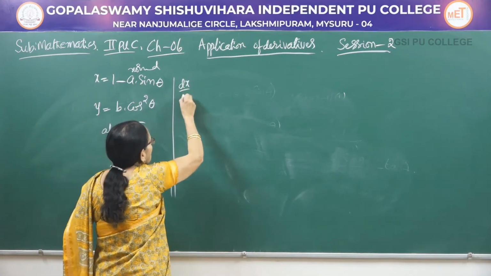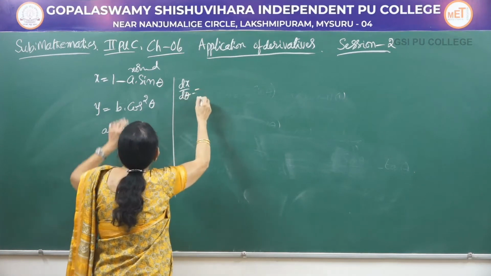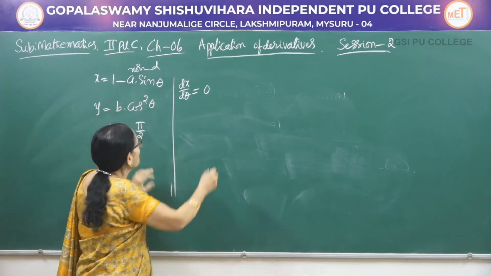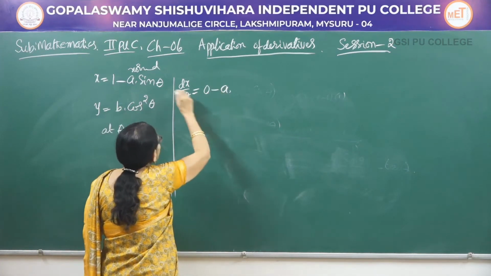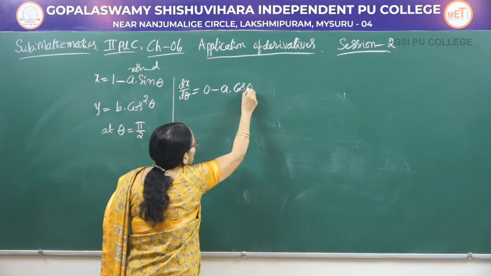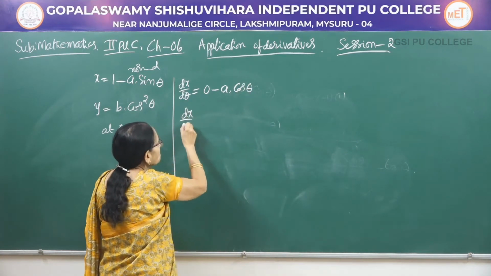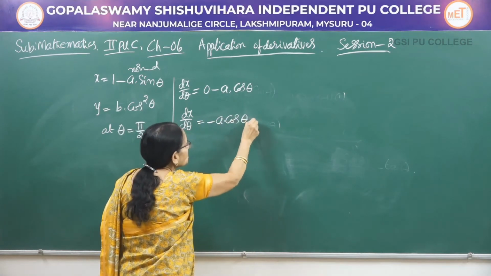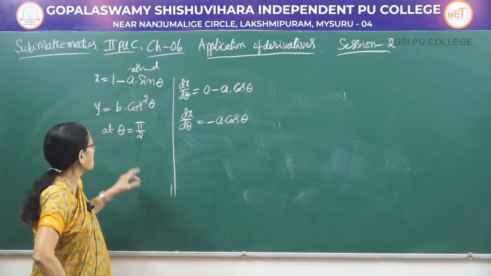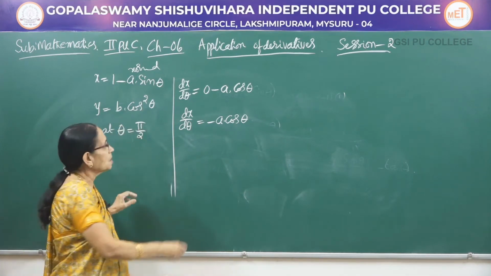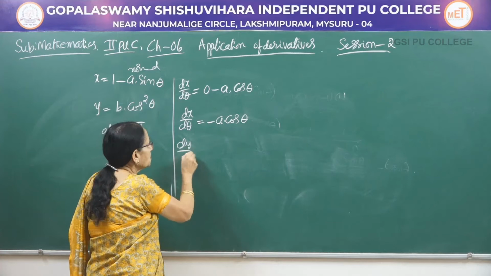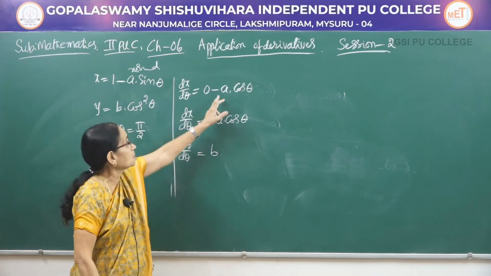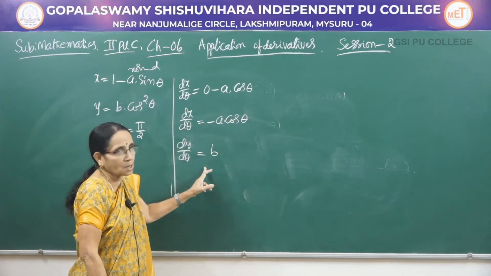dx by d theta, for one it is 0, I am differentiating with respect to theta here, minus a into sin theta becomes cos theta. Therefore, dx by d theta, I can write it as minus a times cos theta. Now similarly, differentiate the other variable. dy by d theta is, keep that b as it is, don't apply the product rule because a is a constant, b is a constant here.